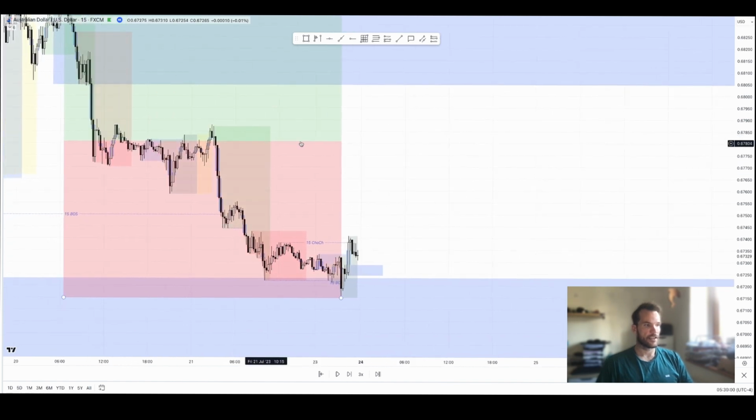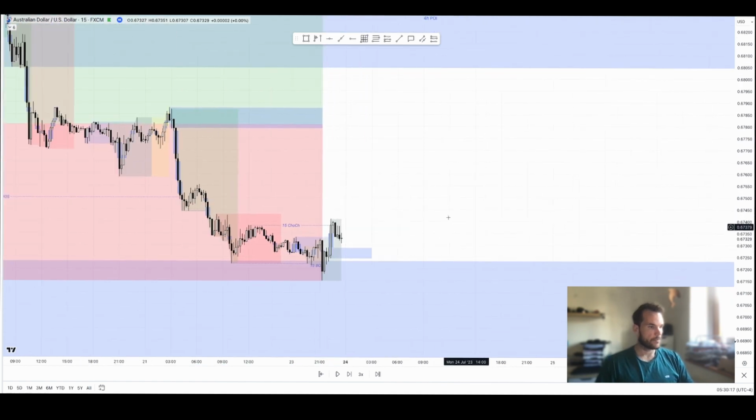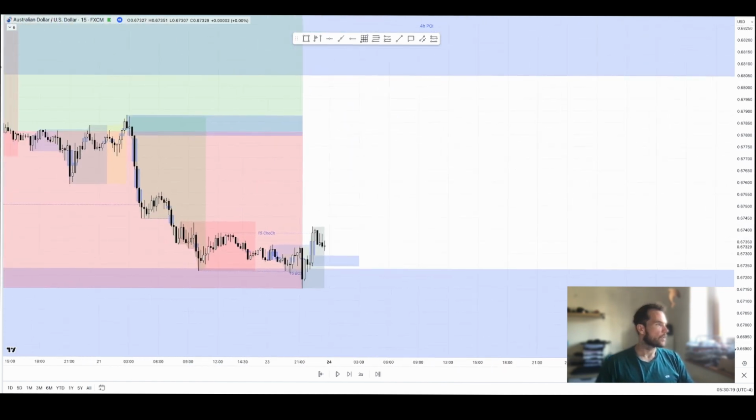So at least targeting up here. You know, there's decent little areas of interest there that could act as rejection. Some more up here. Ideally, we want to target up here and wait for like a 15-minute chock. But yeah, let's keep going. This is our first opportunity.